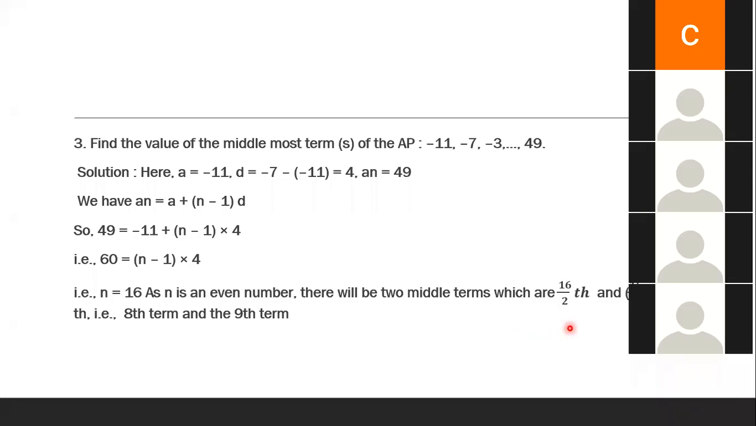Yes, ma'am. So here there are overall 16. So 16 by 2th observation, and 16 by 2 plus 1th observation if we take, we are getting 8th and 9th term. The two middlemost terms are the 8th and 9th term.